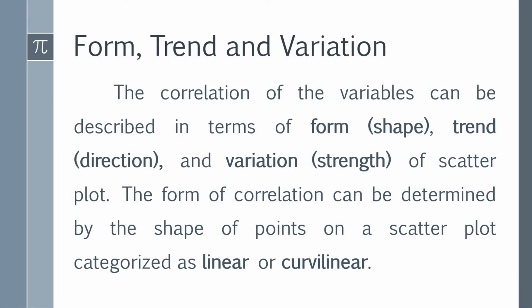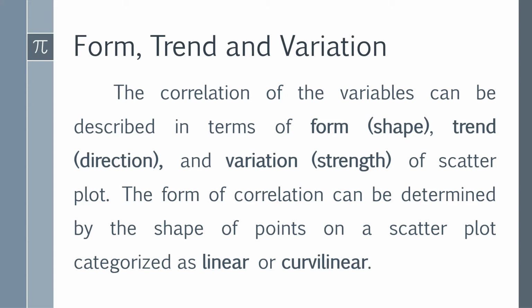This will be part 3 of our discussion on the Pearson product moment correlation coefficient. In this video, I'm going to discuss the form, trend, and variation of the scatter plot. The correlation of the variables can be described in terms of form, trend, and variation of a scatter plot.